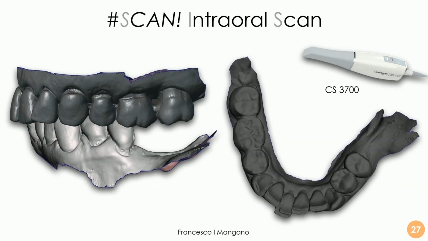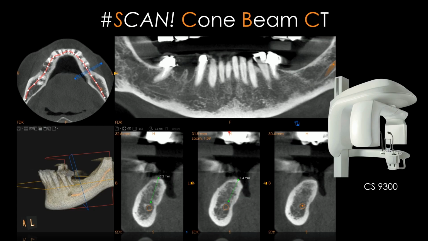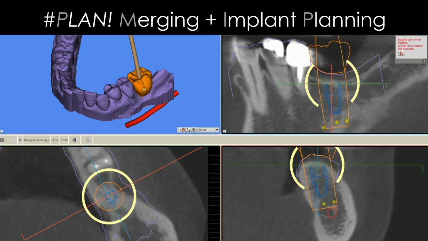So we use a CS3700 for the intraoral scan of the patient in this partially dentulous patient, a very easy case. Then a cone beam computed tomography, and it's very important to avoid any possible motion artifact. So once again, the devices that are available now allow us to control the position of the patient, and it's very important. Then we can put together the information coming from the intraoral scanner with the information coming from the cone beam computed tomography with the merging, and then we can proceed with our implant planning.